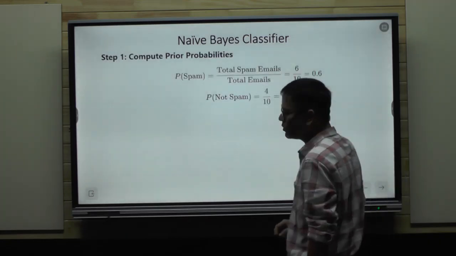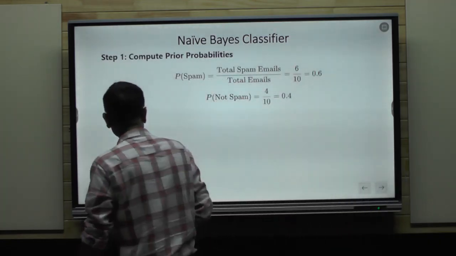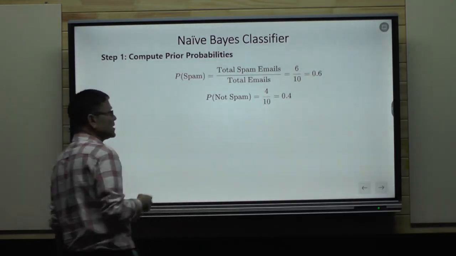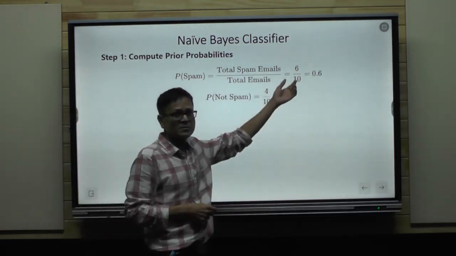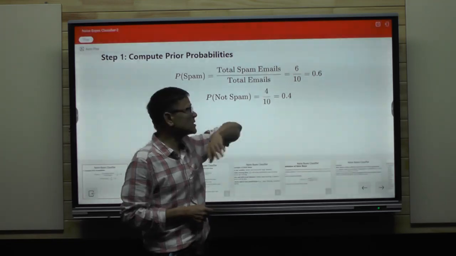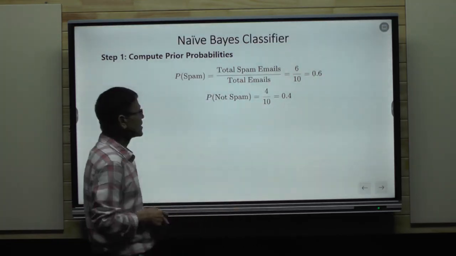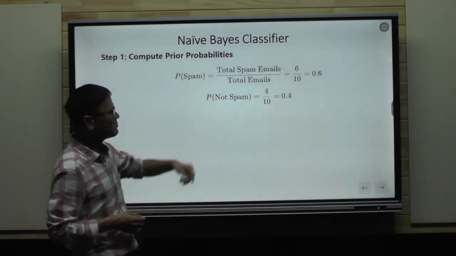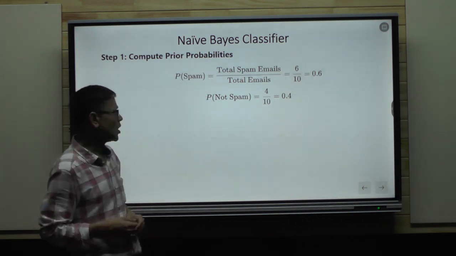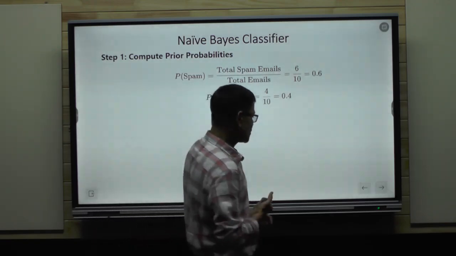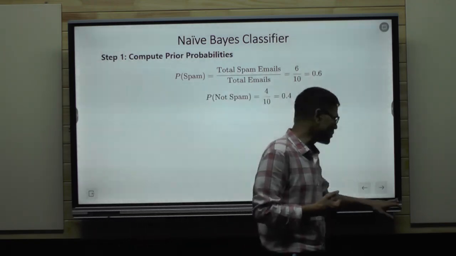Now we'll compute the prior probabilities. The prior probability of spam is that out of the total 10 emails in the data set, 6 were spam. So that becomes 0.6. And not spam is 1 minus 0.6, or 4 upon 10, which is 0.4. So this is the prior probability.